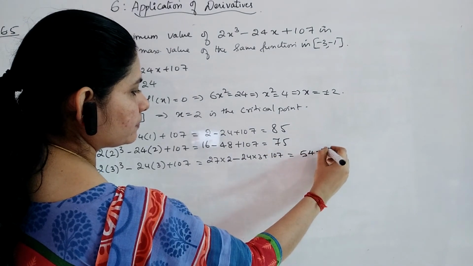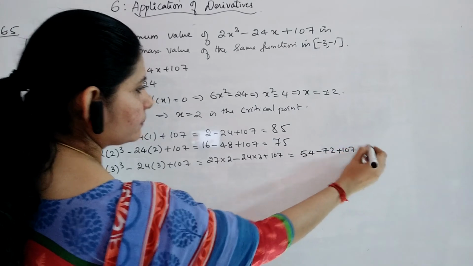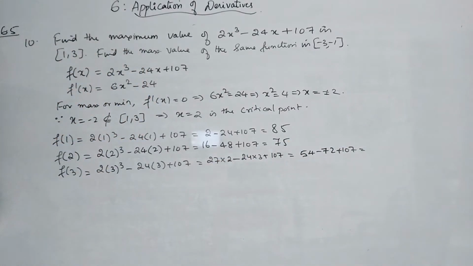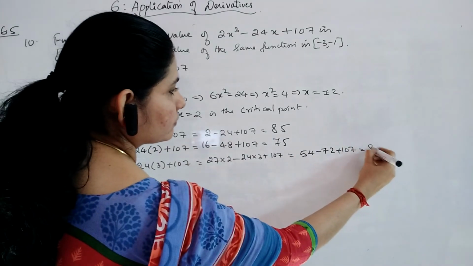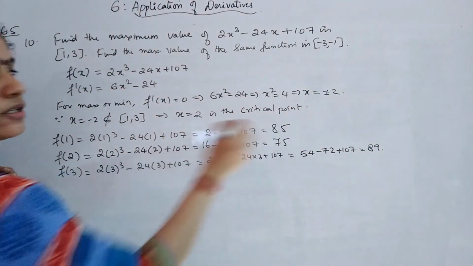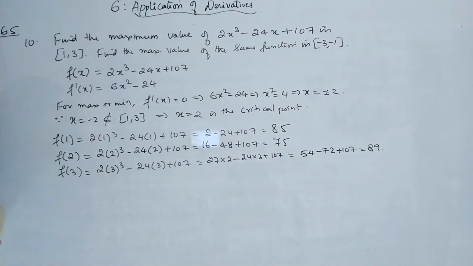Correct? Now what is the value which you are getting? Is it 89? So these are the three values which you are getting, that is 85, 75 and 89. And you have to find out which is the maximum value in this interval. So which one is giving you the maximum value?